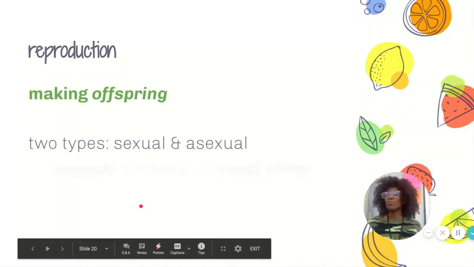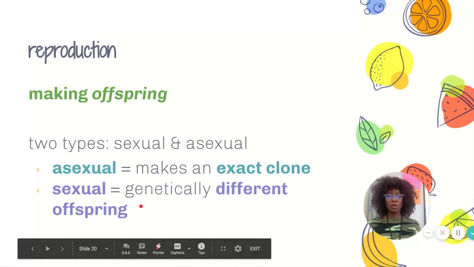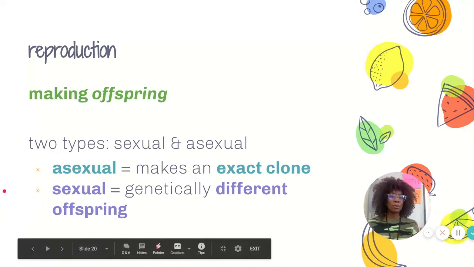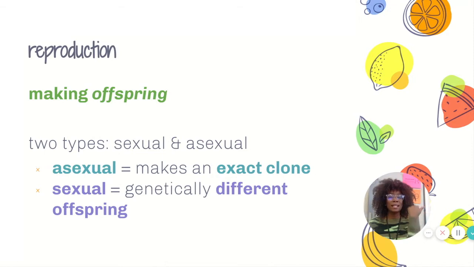Okay, so everyone kind of should already know this. Reproduction is to make an offspring, to make another organism, right? So we have what's called asexual reproduction and sexual reproduction. Asexual reproduction is always going to make an exact copy, a clone, while sexual reproduction is going to create genetically different offspring.